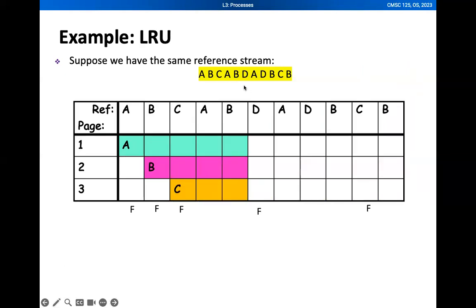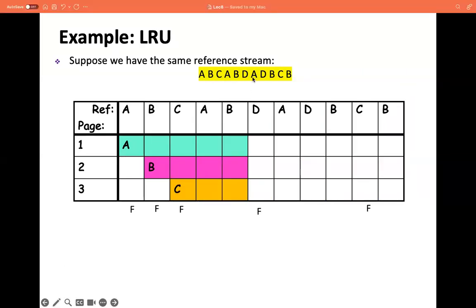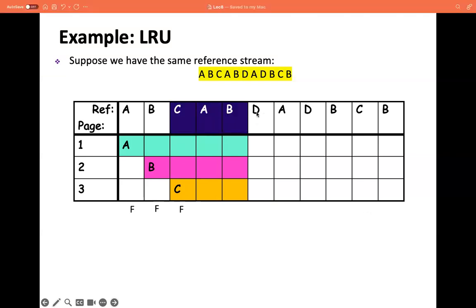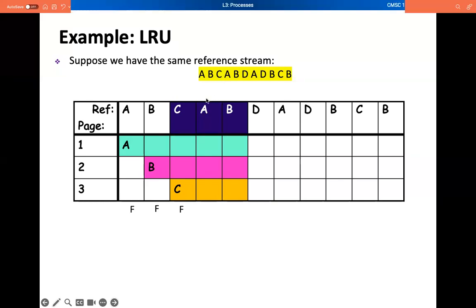We still have the same reference stream here. Initially we have A and then B and then C and then A, B. And then the fun part is when we get to this D, wherein we no longer have free memory. So in the LRU, instead of looking into the future, which happens in the optimal, we look at the past behavior instead. Assuming that we have here the B, C, A, and then B.